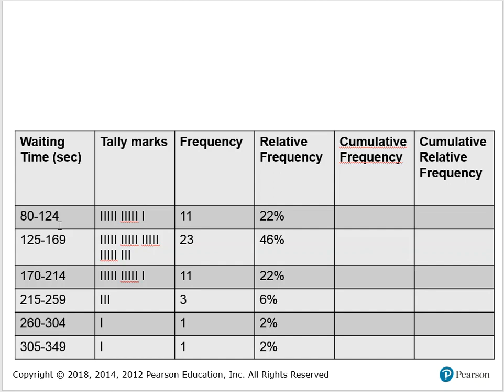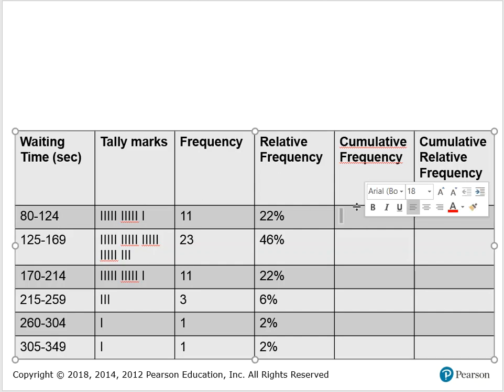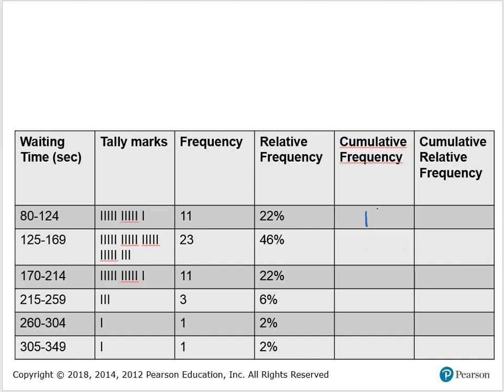So the cumulative frequency, we're going to do 11 for the first group because there's nothing else to be accumulated. Now the next number is going to be the 11 in the first group plus the 23 in the second group. So 11 plus 23 gives us 34. So that's telling us that 34 patrons had to wait from 80 seconds all the way down to 169 seconds. It's the first two groups together.